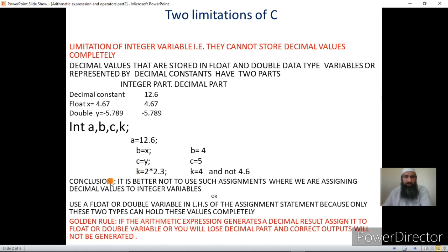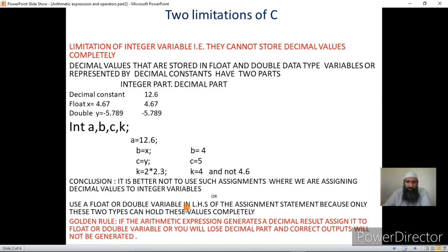So what is the conclusion? It is never good or better to use assignments where we are assigning decimal values to integer variables. It is never good, because why? Because you will lose the decimal part, or we also call it the fractional part. So if the decimal part and fractional part is lost, you are losing a part of a value, and since you are losing a part of a value, you won't get the correct results if you later on want to use those results, or you want to display those results.